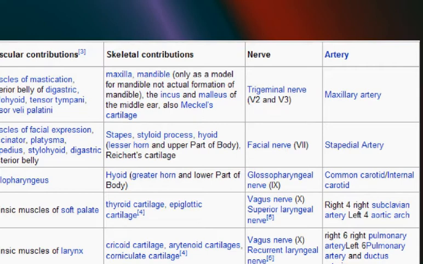So stapes, styloid process, lesser horn and upper part of the body of the hyoid are all derived from Reichert's cartilage by a process called endochondral ossification. And there is a ligament connecting the styloid process with the lesser horn of the hyoid bone. The ligament is called the stylohyoid ligament. This ligament is derived from the perichondrium of Reichert's cartilage.